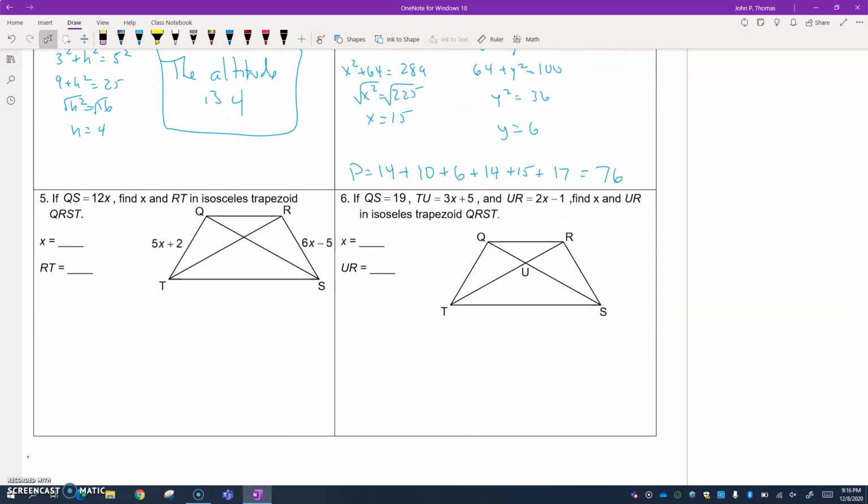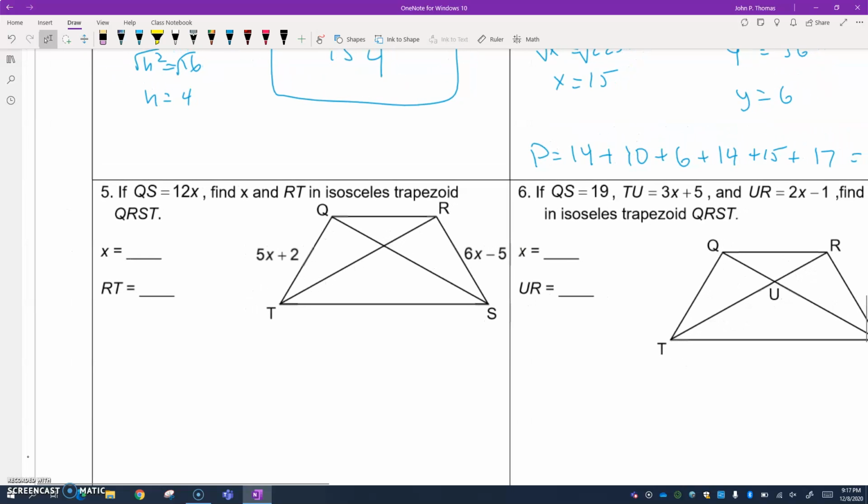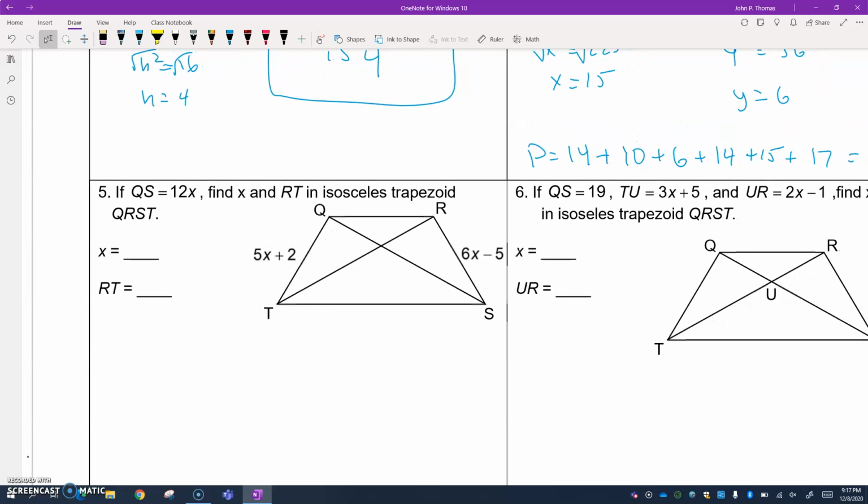All right, so number 5 says QS is 12x. All right, so the full length of that is 12x. Find x and RT in isosceles trapezoid QRST. First thing I noticed is it told me it's an isosceles trapezoid. So I have these two sides congruent, and those two very clearly from the picture are the two parallel sides.